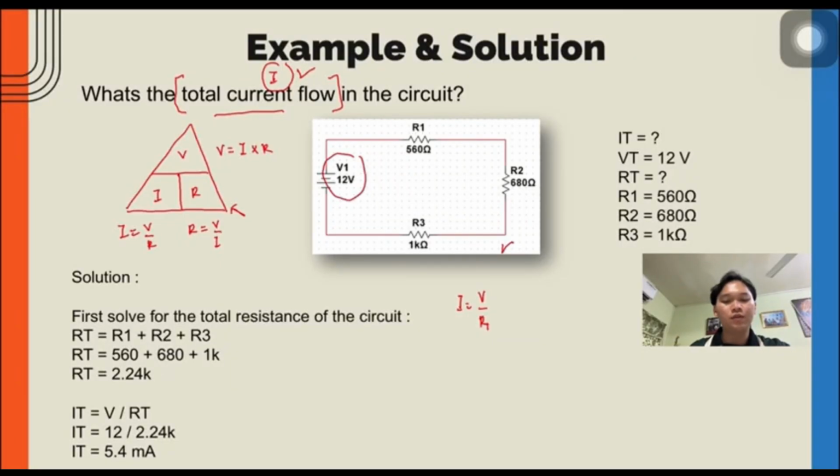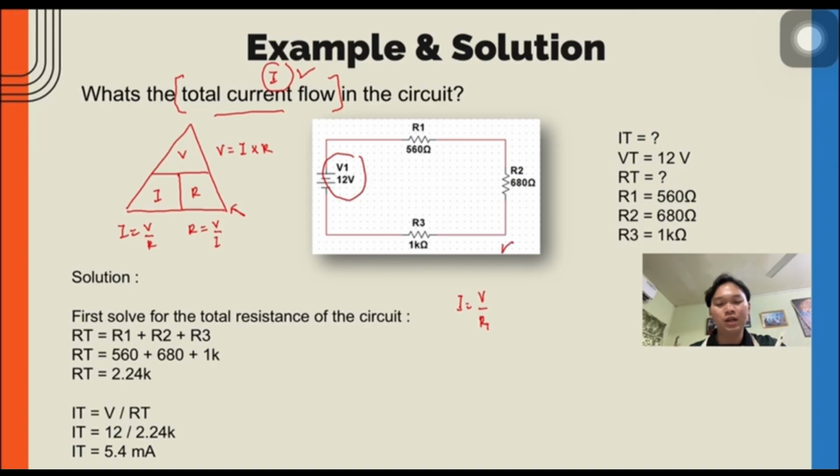So this is one of the example questions for Ohm's law. Normally, we use this triangle to find V, R and I. If you want to find V, you need to multiply I and R. If you want to find R, you need to divide V by I. And same also, if you want to find I, you need to divide V by R.